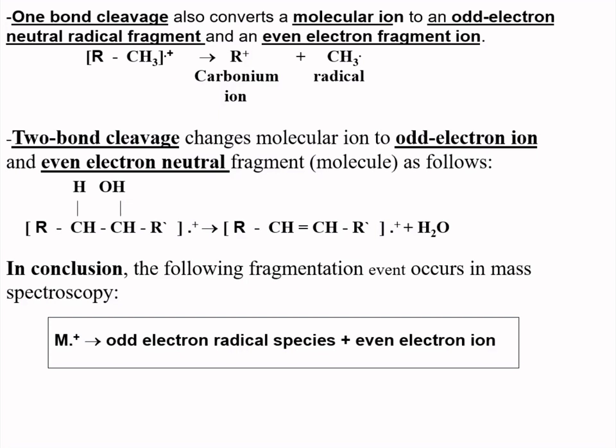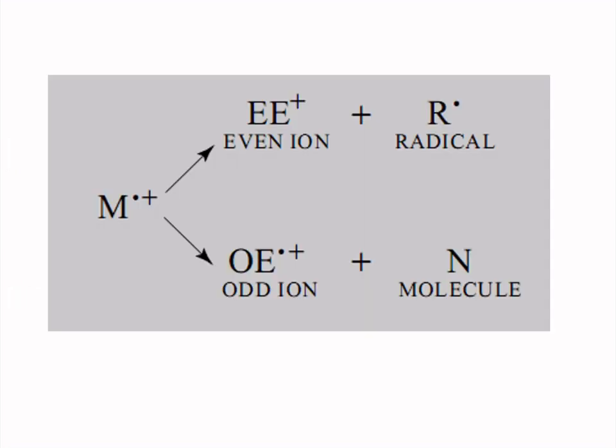Two bond cleavage of a molecular ion produces a neutral molecule and an odd electron ion, as you can see in this example. We can briefly describe what happens to the molecular ion in this sketch. This strong, odd electron molecular ion undergoes cleavage. One bond cleavage produces an even electron ion and a radical. Two bond cleavage produces an odd electron ion and a molecule.